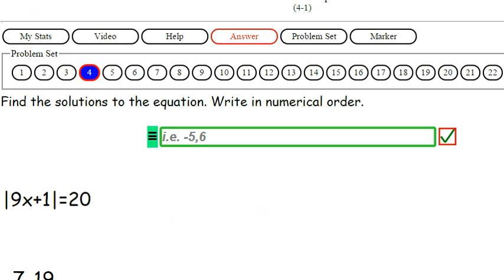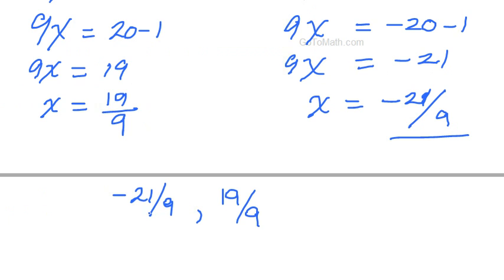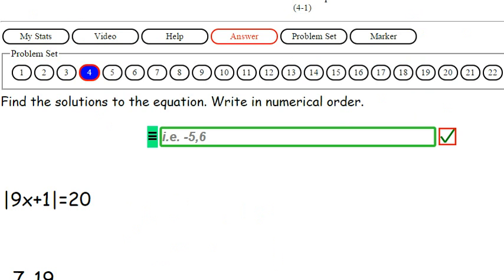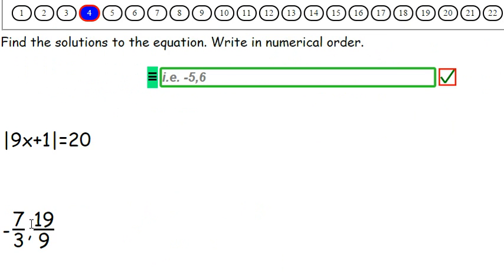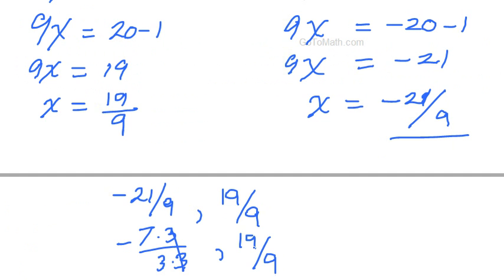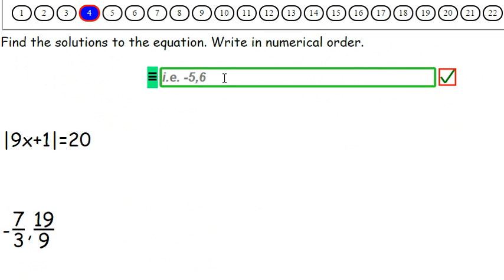Oh, you know what? -7 over 3, 19 over 9. Did I not simplify something down? I think I said you can't simplify that down, but now I see it. That's 7 times 3 on top, and this is 3 times 3 on bottom. And of course, 3's cancel out there, and you're left with -7 over 3. Wow. I should have seen that. -7 over 3, remember, and then of course 19 over 9. That didn't simplify down at all, so it's a good thing I caught that.